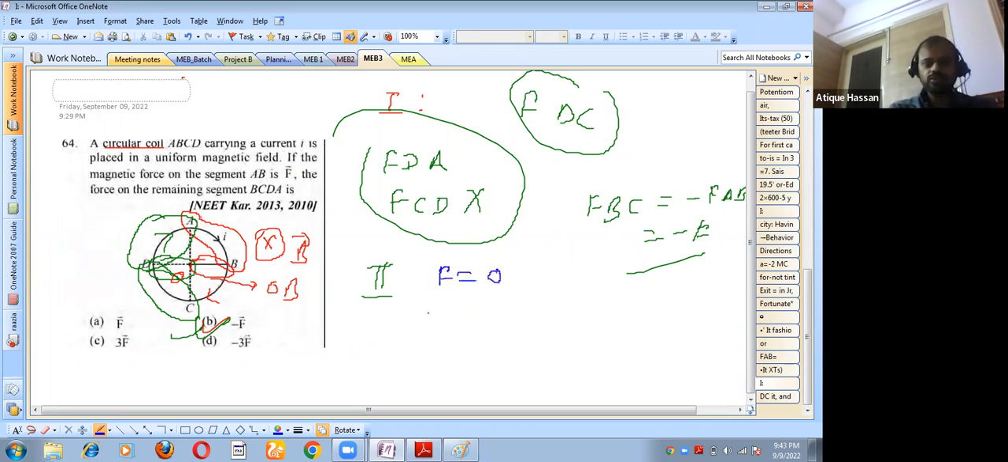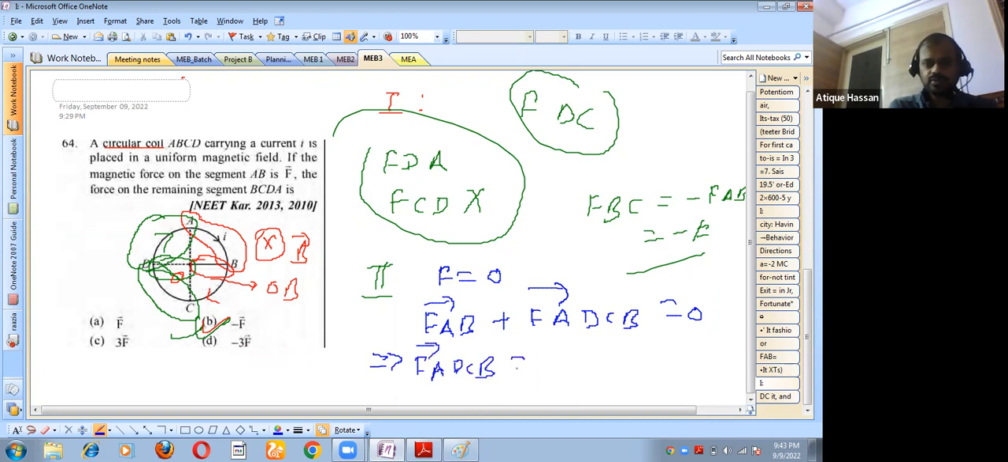Now if you see our question, the total force acting on the loop is zero. It means the force on part AB plus the force on part ADCB must be equal to zero. If the total force acting on the loop is zero, then the force on AB and the force on the remaining part ADCB must sum to zero. It means the force acting on part ADCB must be equal to the negative of the force acting on AB. And if AB is given as F, it should be minus F. Understood?